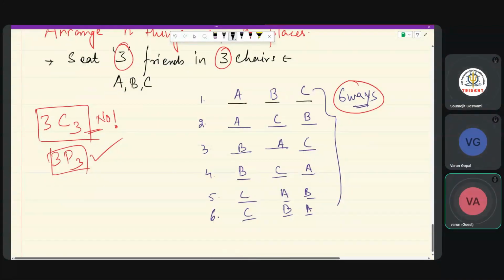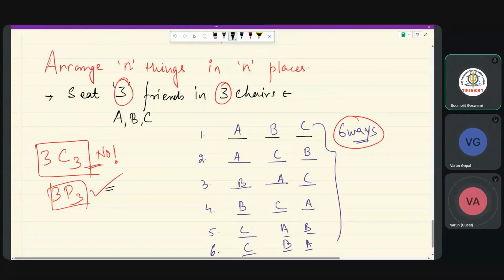Just tell me, using the formulas, 3P3. What is this? This is factorial 3 by factorial 3 minus 3, that is factorial 0. 3 minus 3 is 0. We know that this is 1 because 0 factorial is 1 by convention. So this is 3 into 2 into 1, that is 6. This is mathematically.